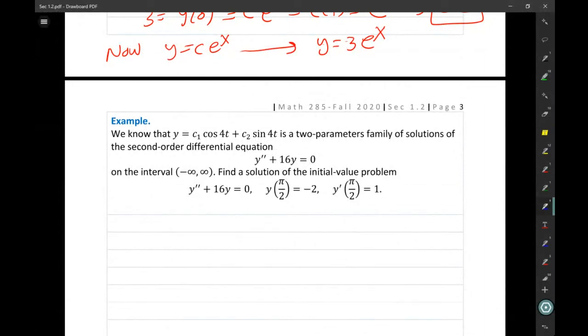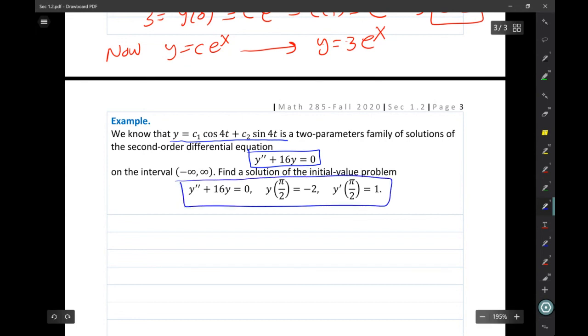It says, we know that y is equal to c1 cosine 4t plus c2 sine 4t is a solution for this from the previous example. Find the solution for the initial value problem. Here, in the initial value problem, I gave you two conditions because it is of order 2. Now, how will I find those constants? I will use the initial conditions.